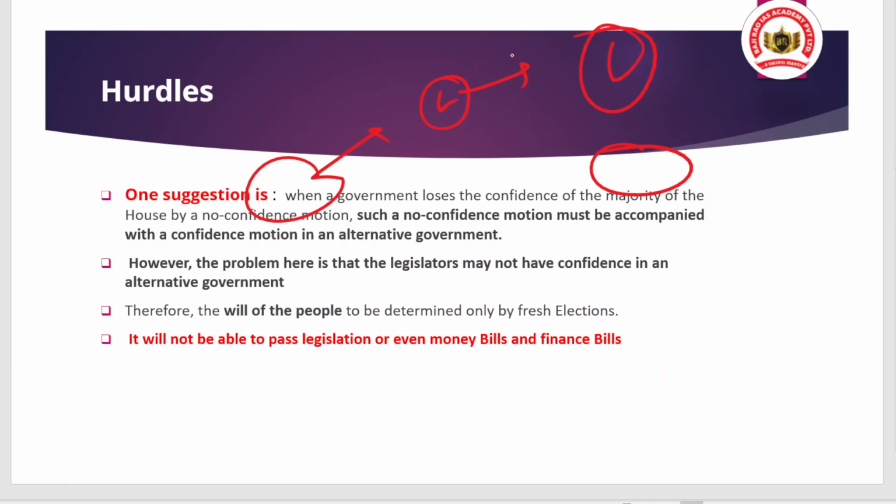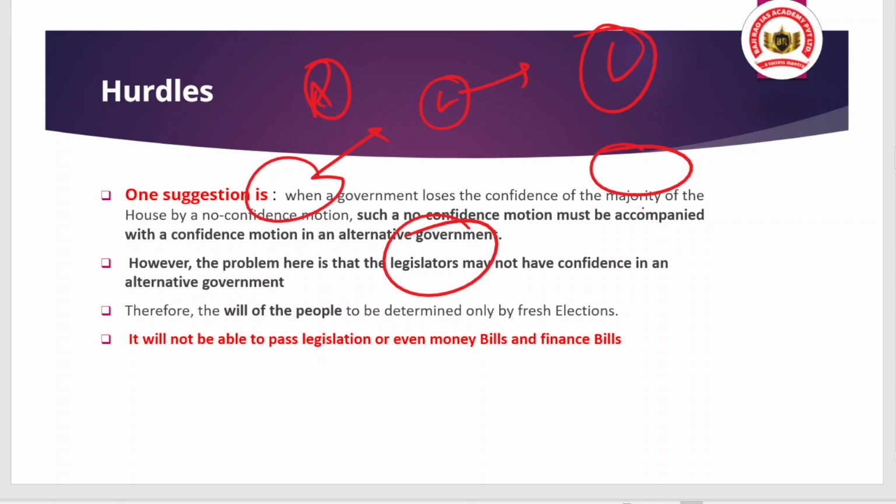be done? So there is a need that we have to pass another confidence motion that will have an alternate government, and that will run the government for the remaining period. That is one of the suggestions. But there is a point of concern here, that despite we have the alternative government which has been established by passage of confidence motion, even the legislature has the chances that they may not trust the alternative government.